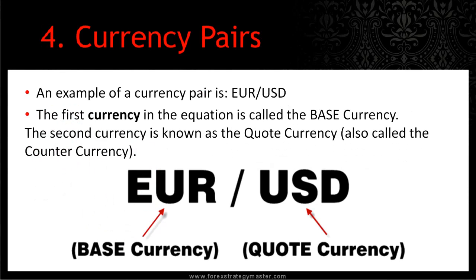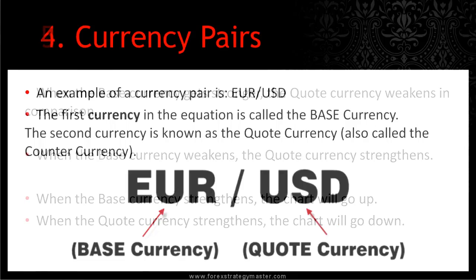Now, an example of a currency pair is the Euro USD. The first currency in the equation is called the base currency. Now, the second currency is known as the quote currency. This has also been dubbed the counter currency. So in the pair, the Euro USD, the way it's combined, the Euro is first, the USD is second. The base currency in this case is the Euro, and the quote currency in this case is the US dollar.